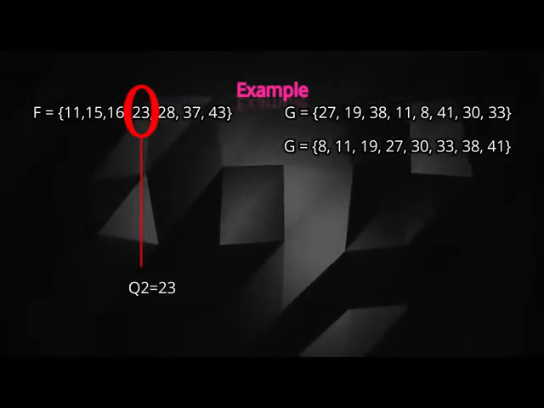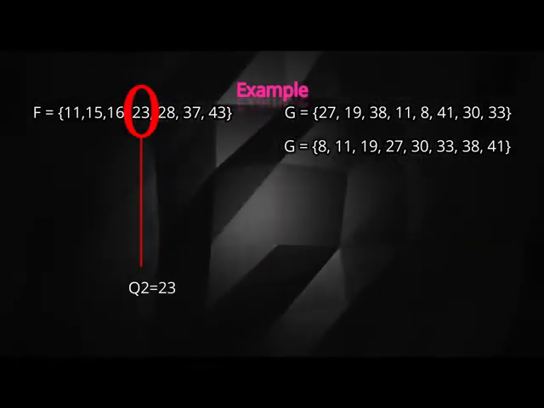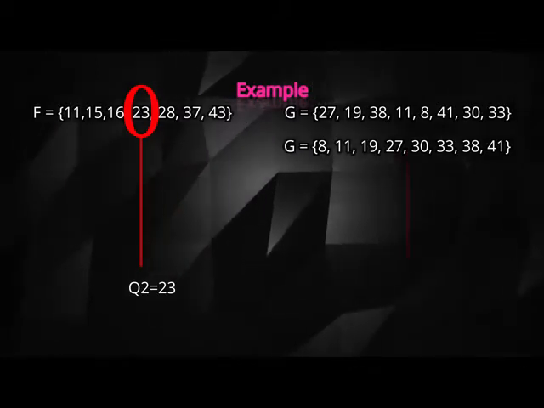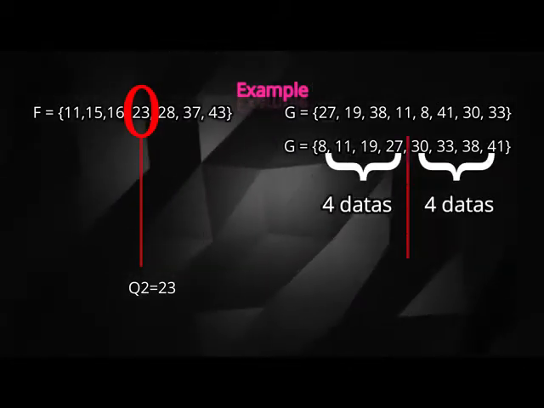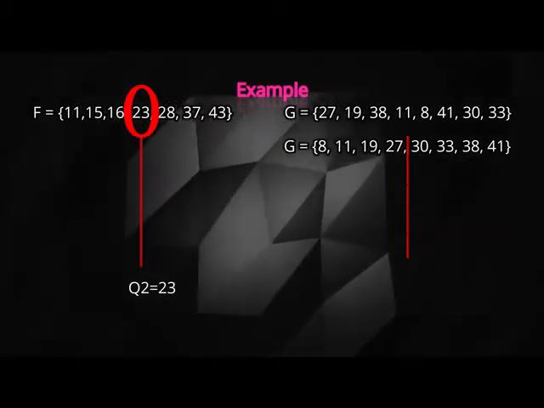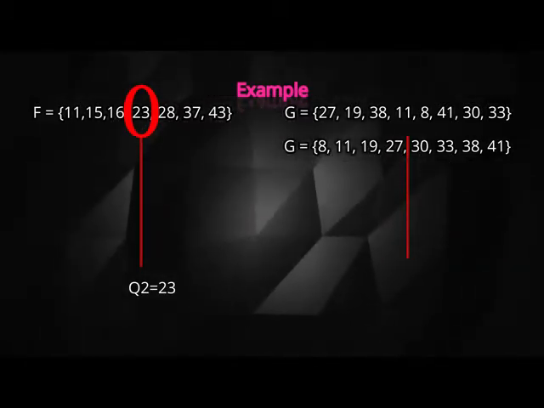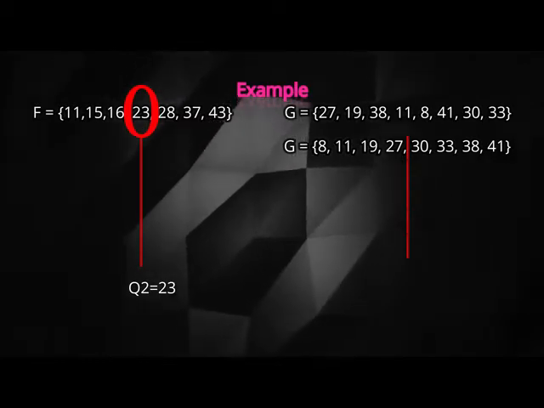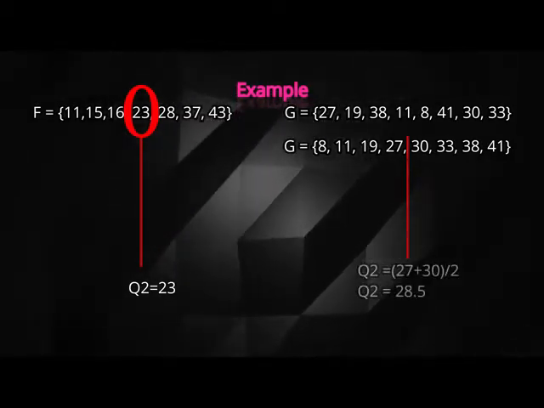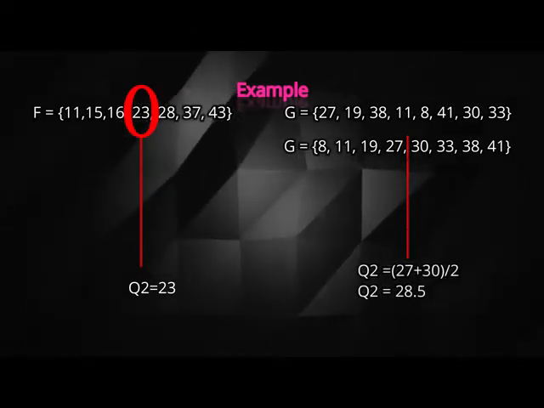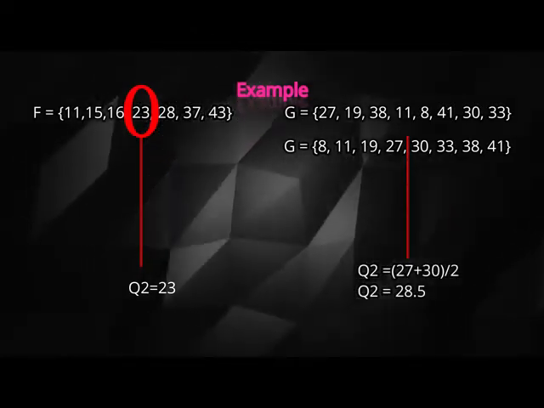In set G, as you can see, the line divides the data in 2 sections equally. So at the left there are 4 data and at the right there are 4 data. But how to find the number between 27 and 30? You need to find the average. You add the numbers together and divide by 2. That's the Q2 or quartile 2 for set G.